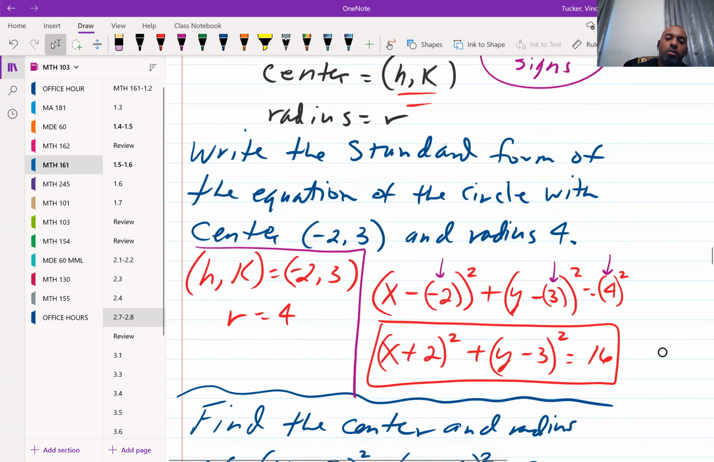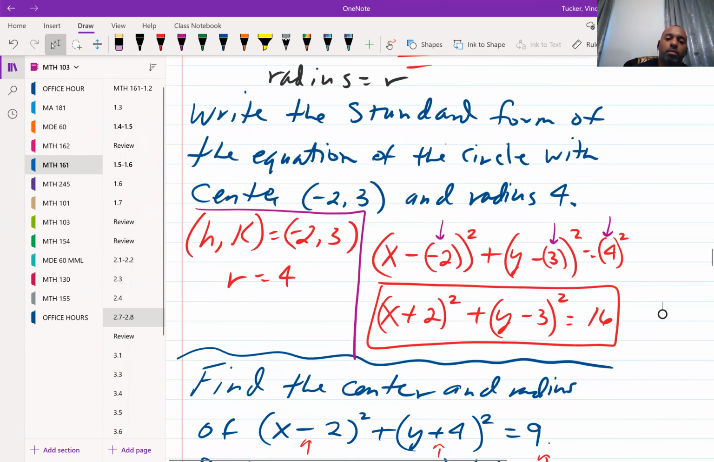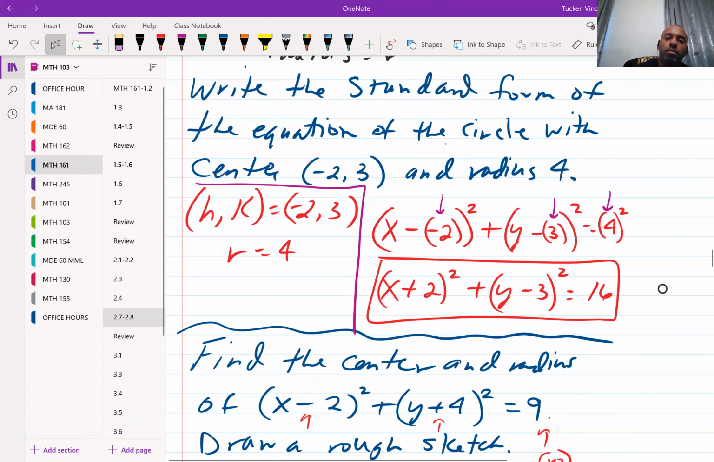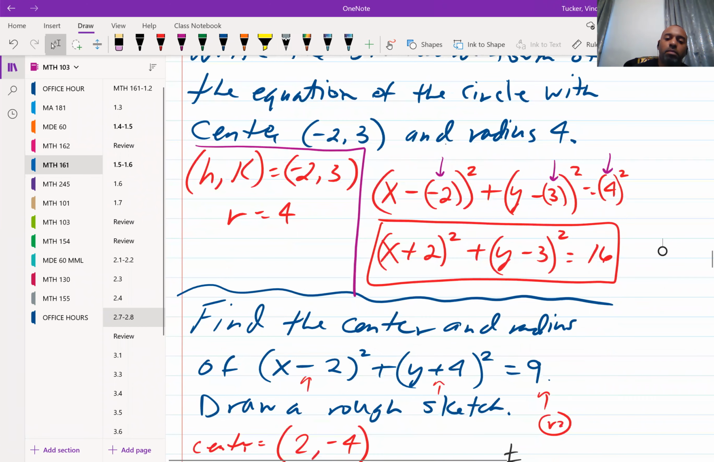All right, let's scroll up. And the next one is the reversal of what we just did. They give us the equation in standard form and then ask us to find the center and the radius. And then we can draw a rough sketch.